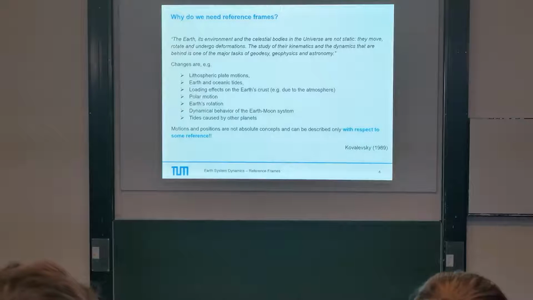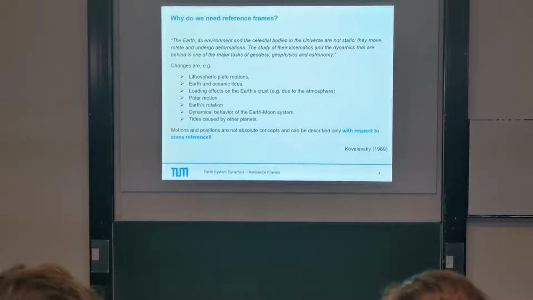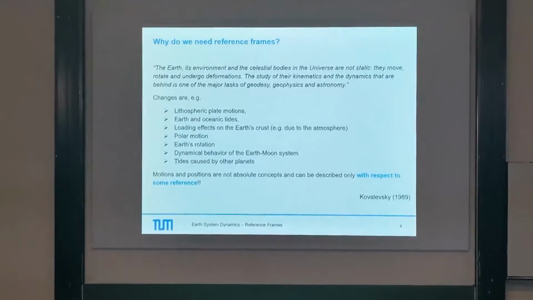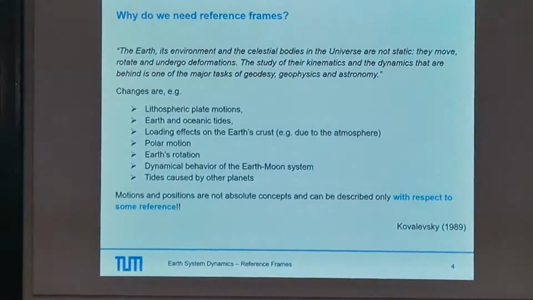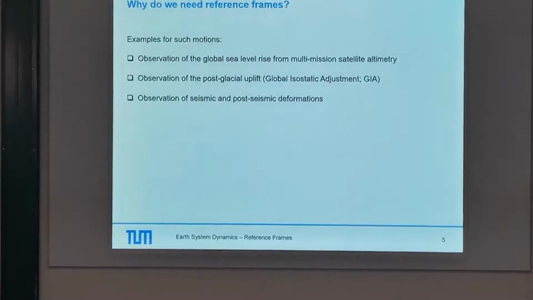We learned, I think, in the very first lecture that the GGOS goals are 1 millimeter for the positions and 0.1 millimeter per year for the stability or for the motions. This high accuracy is required, for example, in order to describe sea level change, which is much smaller with respect to some long-term stable reference.